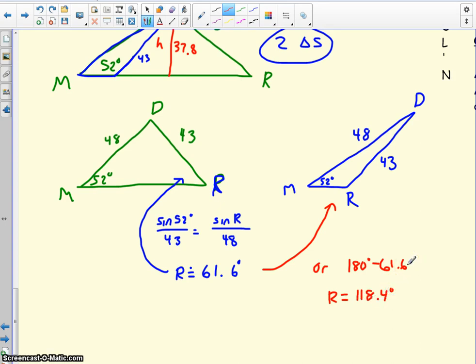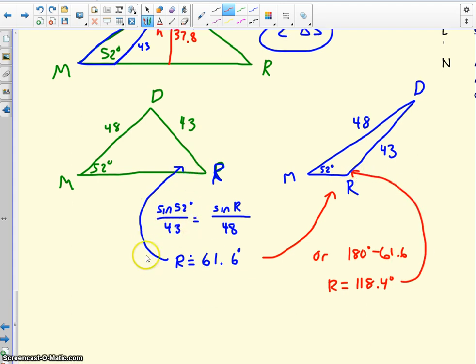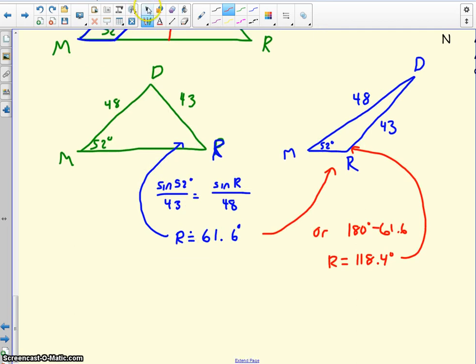Okay, so two possible triangles, one with an obtuse angle of 118.4 and one with an acute angle of 61.6. This is where now my problem kind of splits off. Just to recap, my calculator gave me one answer. I had to find the other answer on my own, knowing there's a second triangle, by doing 180 minus that angle, 61.6. So from here it branches off, and I have two different problems to solve. I have to solve the acute triangle, the one where R is 61.6, and the obtuse triangle where R is 118.4. In each case we have to solve for angle D. I'm just going to do it one at a time.